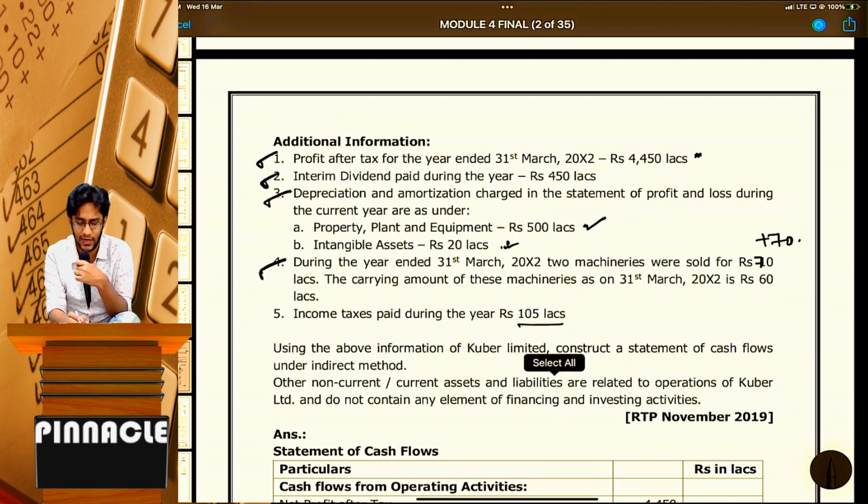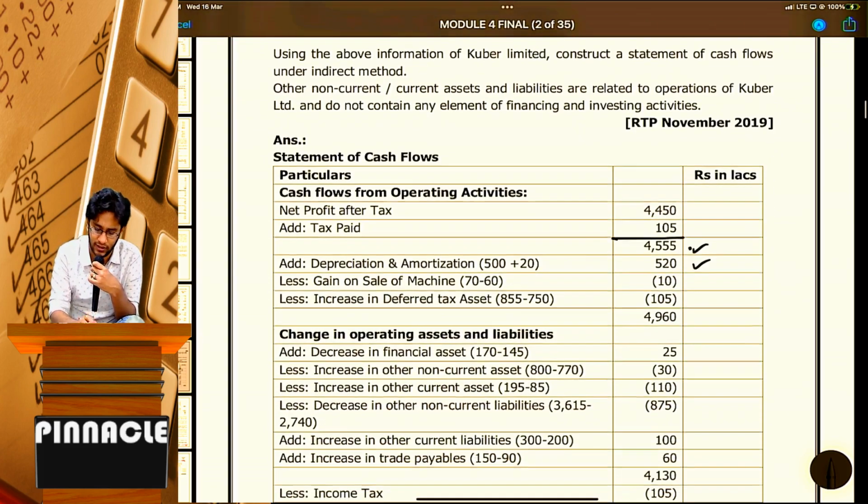Machinery with a book value of 60 lakhs, you sold it for 70 lakhs. There is a gain of 10 lakhs. Our gain of 10 lakhs will definitely be there in your profit. That is investing activity. So remove 10.